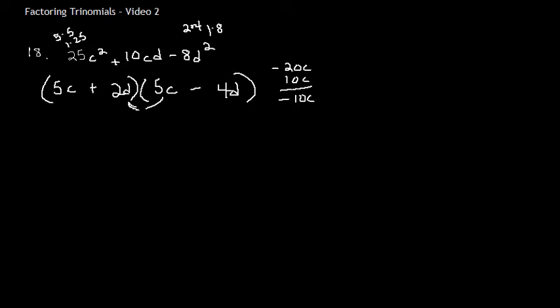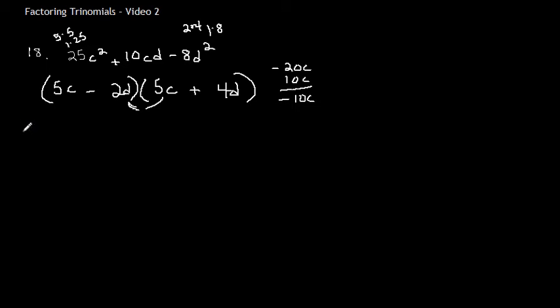So all I need to do is switch these around, and I'm in business. So don't get frustrated if you don't get it the first time, because this needs to be positive, right? And this needs to be negative. So if I check it, I get 20cd minus 10cd is 10cd. Okay, worksheet number 3. Same idea, just more complicated.